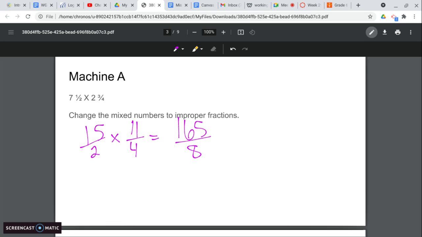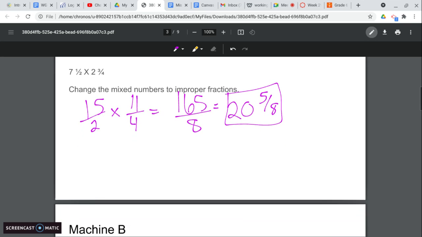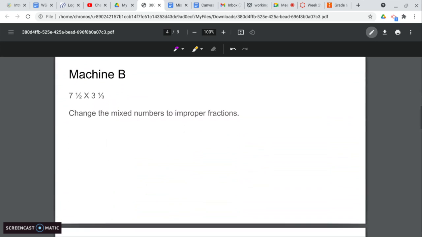So how many times can 8 go into 165? Well, it can go in 20 times. 8 times 20 is 160, so there's 5 8ths left over. So there's our answer. So 20 and 5/8 for machine A.